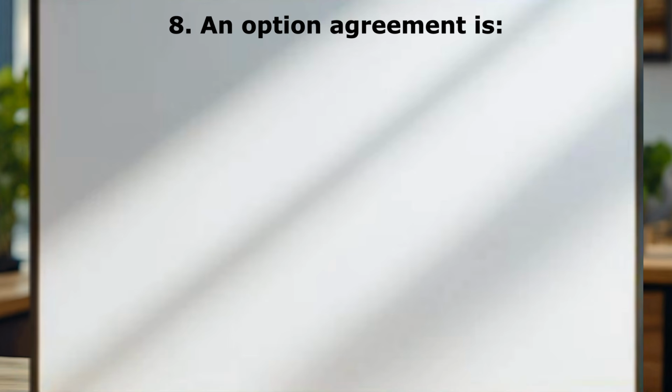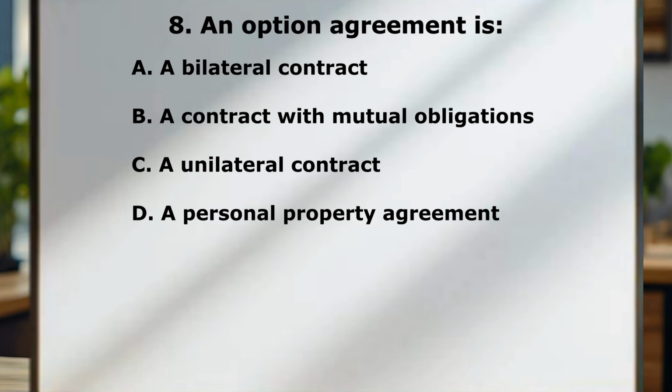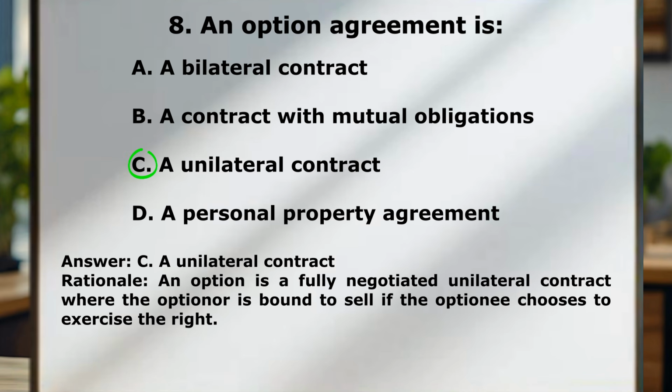Question number 8. An option agreement is A, bilateral contract. B, a contract with mutual obligations. C, a unilateral contract. D, a personal property agreement. Correct answer here is C, a unilateral contract.